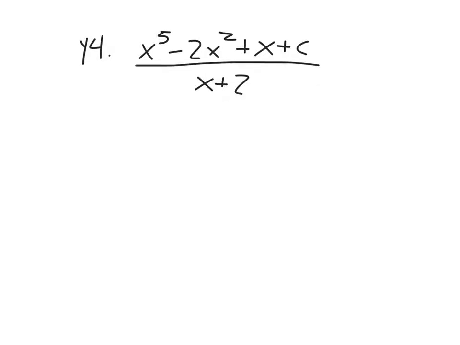So what we're being asked to do here is find a constant, that's c, such that the denominator will divide evenly into the numerator. What do you know about that? If it divides evenly into the numerator, what should happen? The remainder should be 0. Yeah, okay. So you could do this either way.